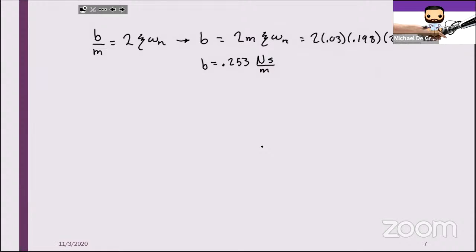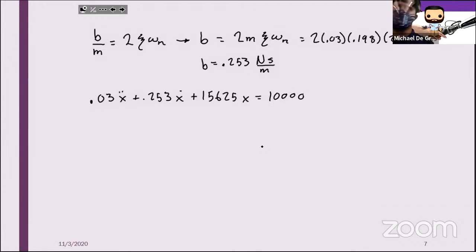So now I've got M, B, and K, right? So I can rewrite my model. I can say that this is 0.03x double dot plus 0.253x dot plus 15,625x is equal to 10,000. Right? So now I've got an approximate model, and I know that the system response from this model should look like what I just saw on my picture, right?